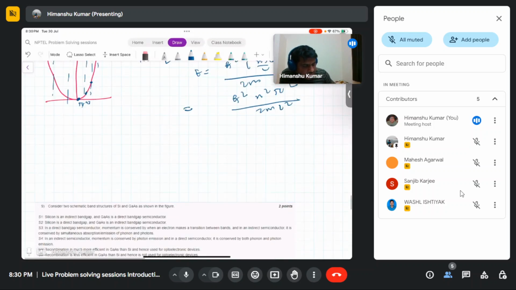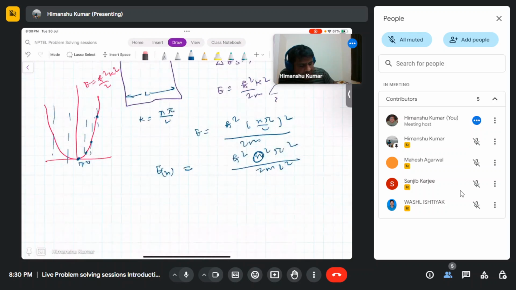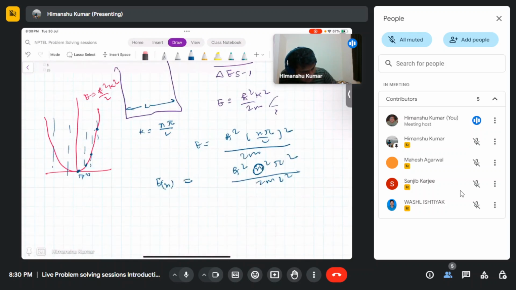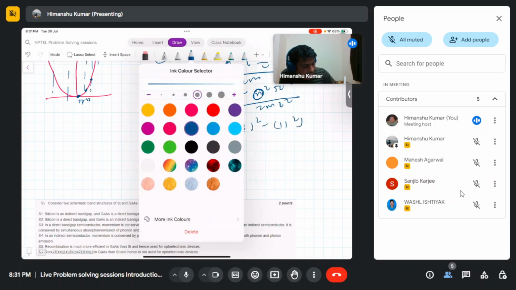Now, E is a function of n actually. This n is the number of nodes, so how many nodes exist will define how much the energy is. So E from 3 to 1 will be equal to all the constant terms, let's call this C, times 3 square minus 1 square. All these other terms you can take as a constant.